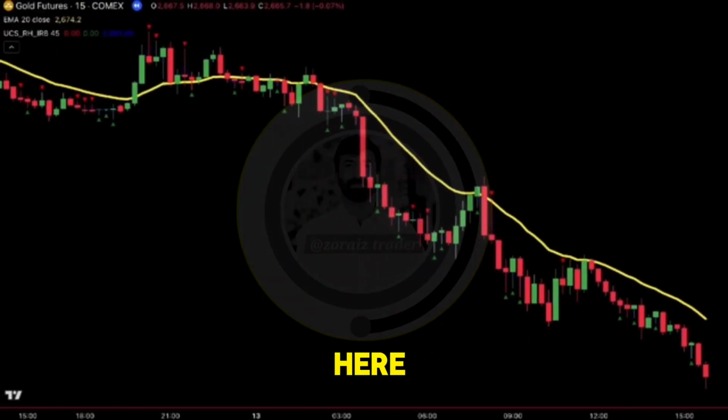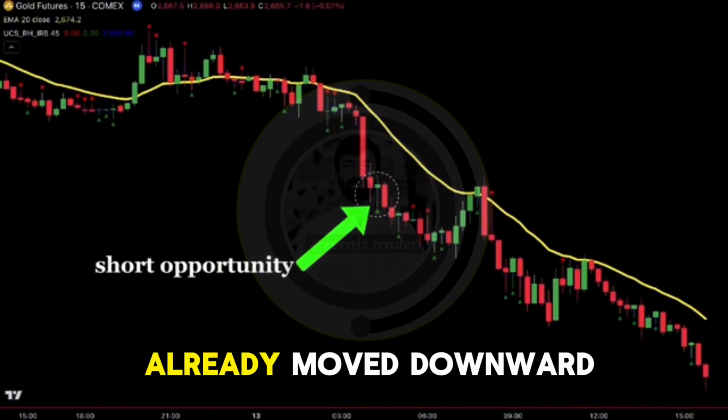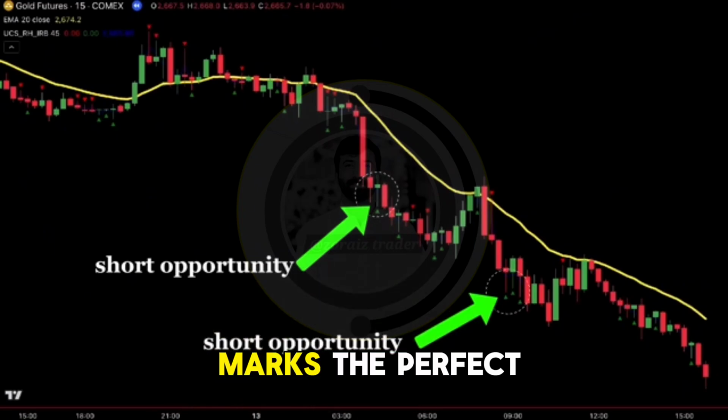For example, look here. A green triangle appears on this candle, indicating a great opportunity for a short trade. As you can see, the trend has already moved downward after it. Let's find another one. This green triangle marks the perfect candle to enter. It's as simple as that.